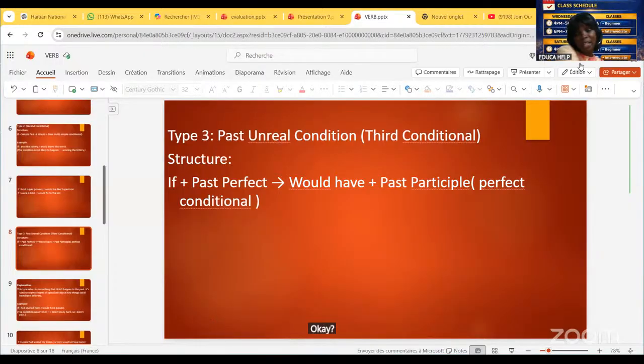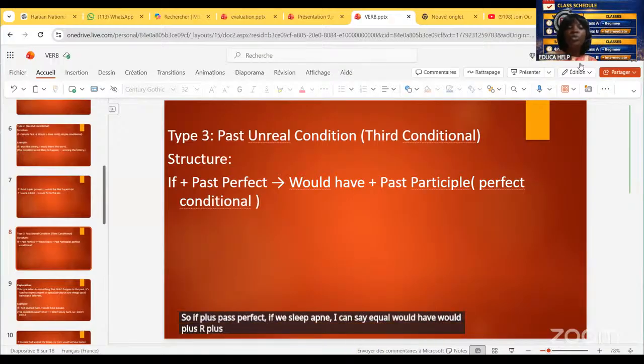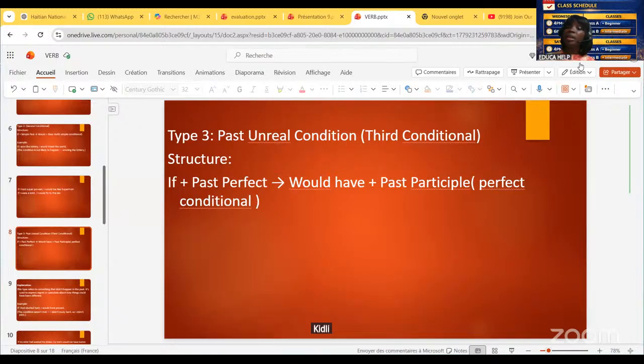So if plus past perfect, if plus le plus que parfait, I can say would have. Would plus have plus past participle of the verb that you wanna say. Would have, et puis participe passé du verbe, c'est-à-dire que le verbe peut être régulier ou bien irrégulier.